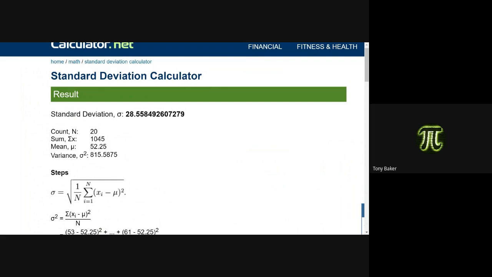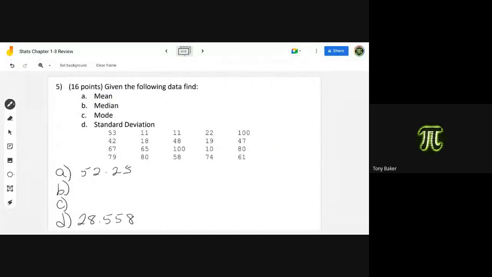All right. So we have our mean and our standard deviation. Median, you have to put the numbers in order and find the middle. So did somebody do that? It's 53 and 58. Since it's even, we're going to have two of them. So what do we do with those two numbers? Add them up and divide by 2. So 53 plus 58 is 111, so it's 55.5.